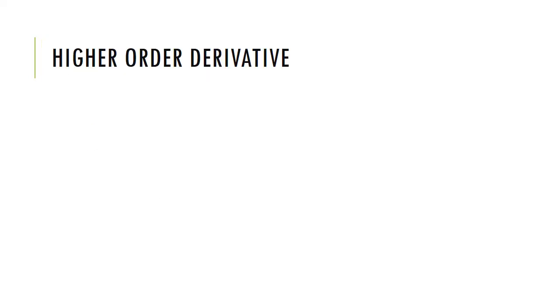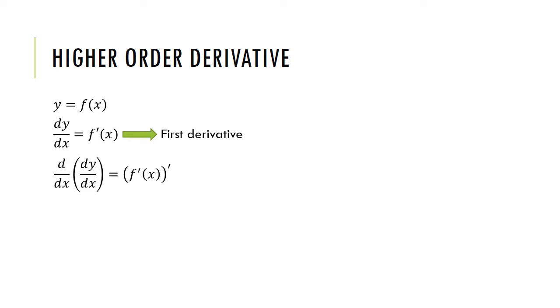The next topic is the higher order derivative. What is the higher order derivative? Suppose we have a function, y equals f of x. So dy by dx is f prime of x, and this derivative is called the first derivative. And the first derivative is still a function of x. We can find the derivative of the first derivative again, d by dx of dy by dx, or f prime of x, prime. Then the notation will be d squared y by dx squared, or f double prime of x. And it is called the second derivative.